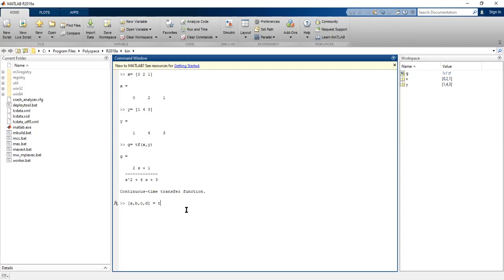Transfer function, TF, just TF. When you finish it, TF to T2, the number 2, SS, state space. Open bracket, x, y, x comma y. And press enter.